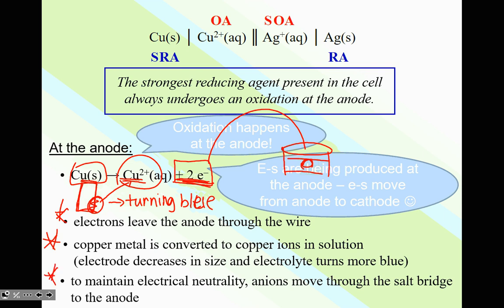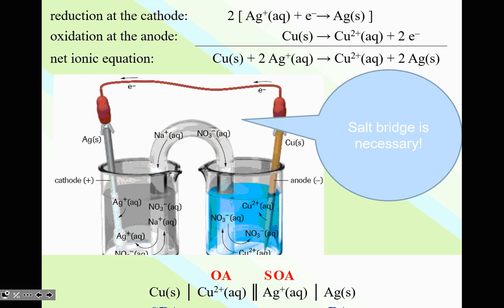To maintain electrical neutrality, this is important, anions move through the salt bridge to the anode. And remember, anions are negatively charged ions, and cations are positively charged ions, and they move to the cathode.